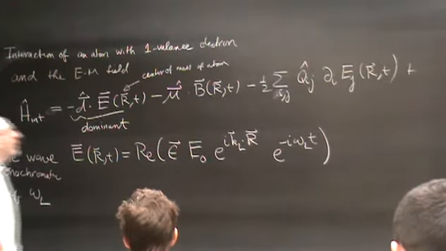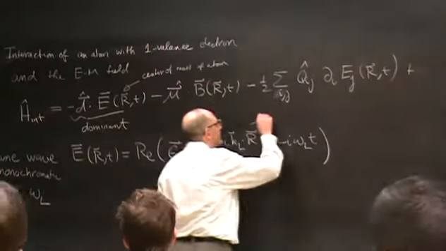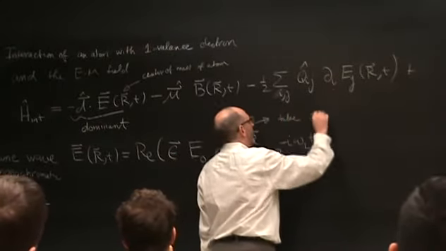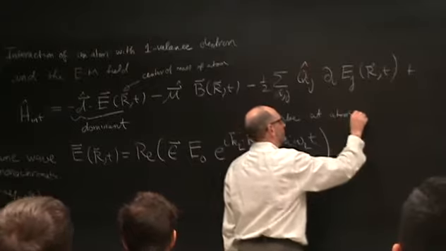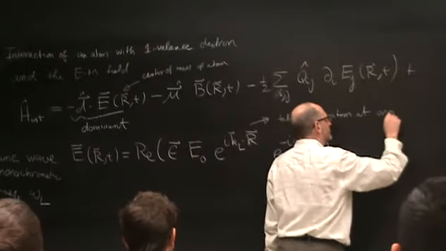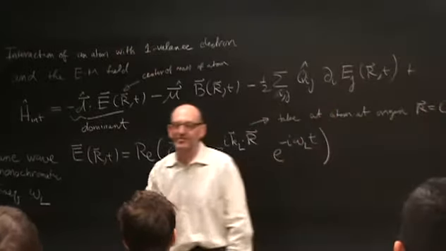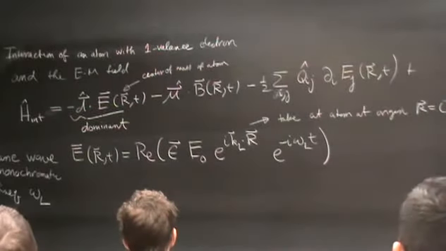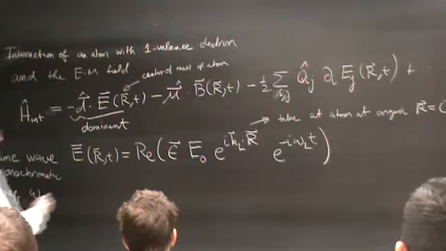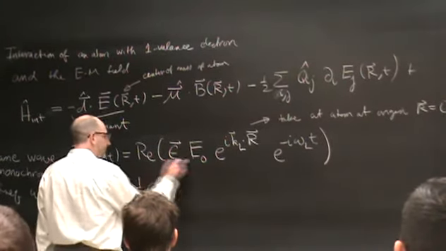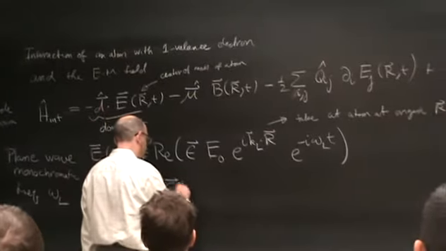Although it really doesn't make a difference, it's just less notation to carry around, let me take the atom at the origin. The atom moves around and gets complicated. Let's just fix it at the origin. Okay? So this then is equal to a half this plus its complex conjugate.